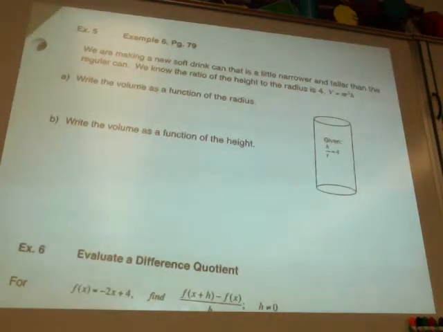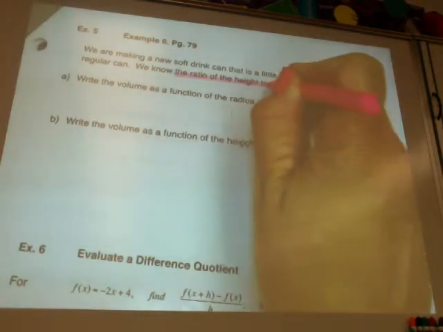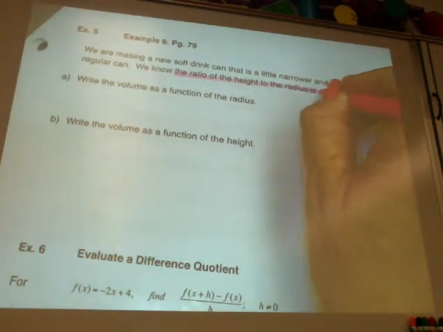Sample 5's a smidge tricky. We're making a new soft drink can that is a little narrower and taller than the regular can. What kind of drinks come in a narrower, taller can in your day and age? Energy drinks, right? So let's say that we're making one. We know that the ratio of the height to the radius is, and this is important, 4.